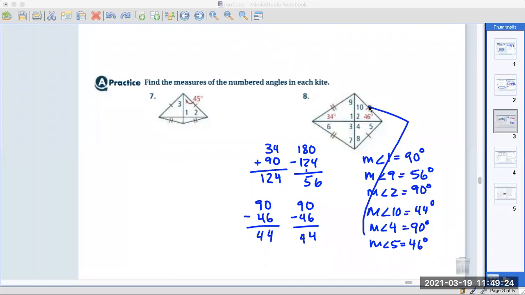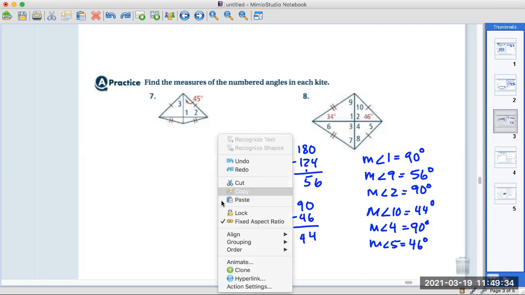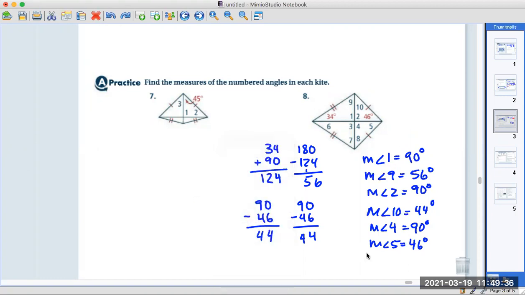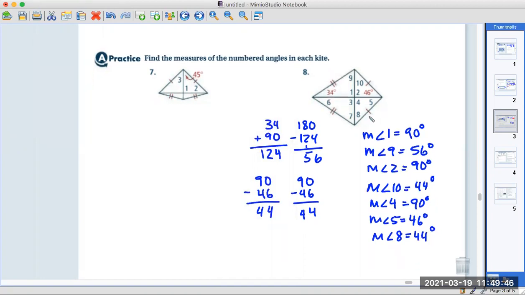Sometimes my computer goes haywire. So what are we at? Measure angle 8, right? That's this one, was 44, I think. Yep. So done with this triangle. Now moving on to the last one.